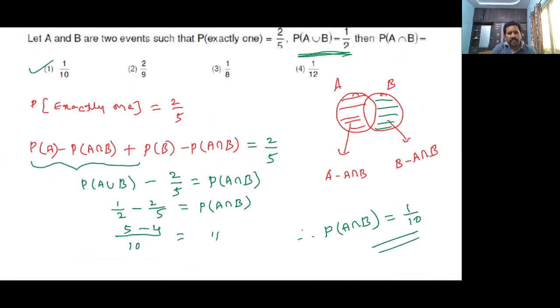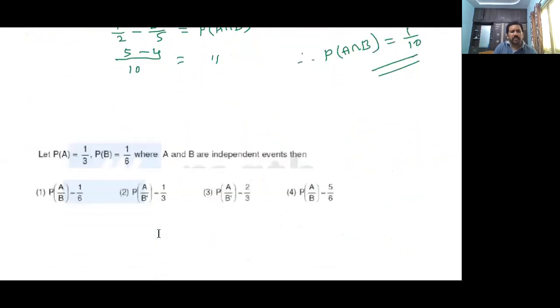Here confusion is P of exactly 1. That means whatever I shaded, those places we want to take. Are you understood now? Right. I'm going to the next question.